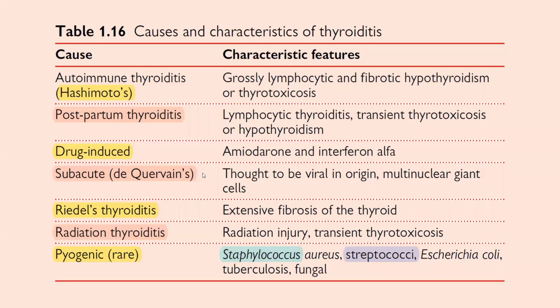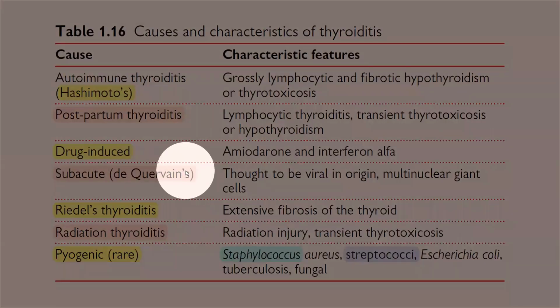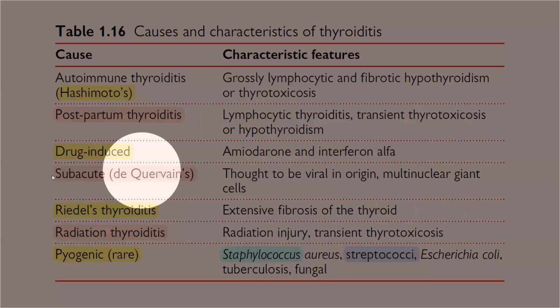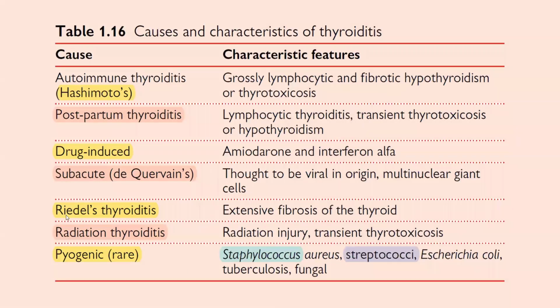Subacute or de Quervain thyroiditis, this is post-viral. This is a tender thyroid gland. So don't forget, in subacute or de Quervain thyroiditis, the thyroid gland is tender, and this is a very important landmark or sign. In this situation, usually we give non-steroidal anti-inflammatory drugs, and in some cases we give steroid. Another very important one is Riedel thyroiditis. This is extensive fibrosis of the thyroid gland. The thyroid gland is woody-like, like a wood.